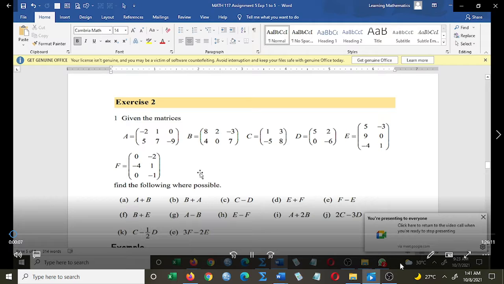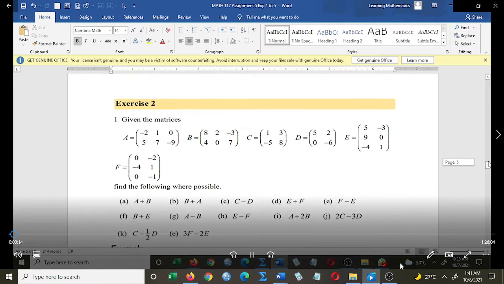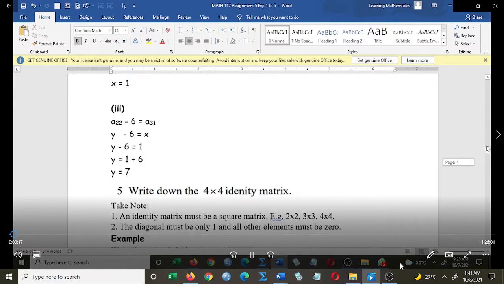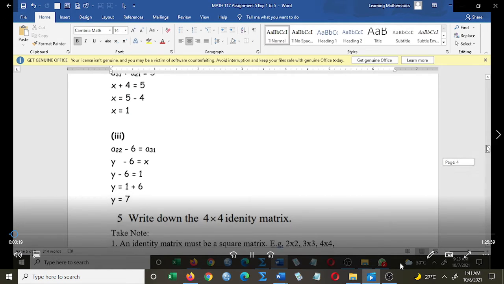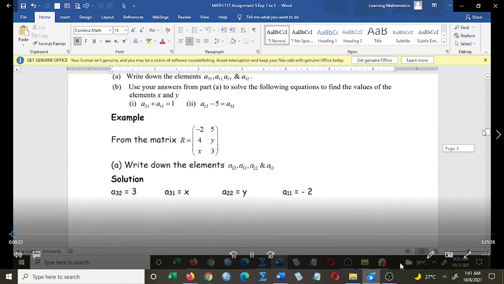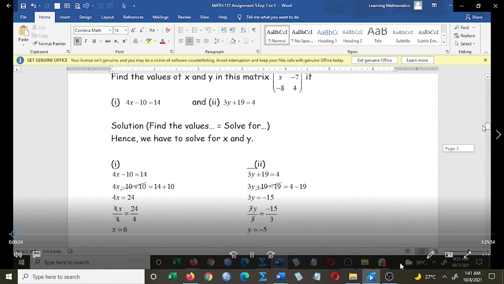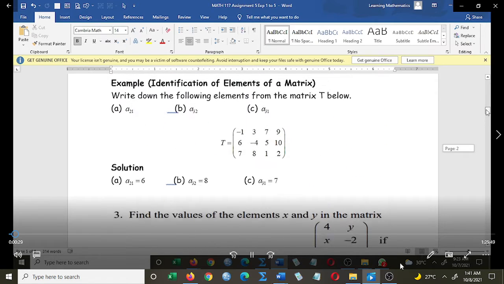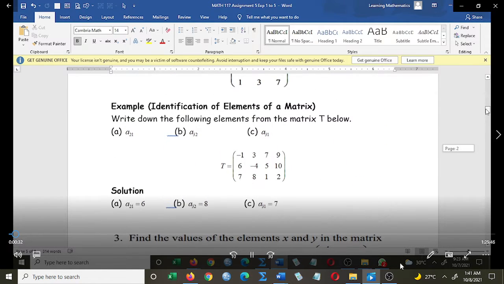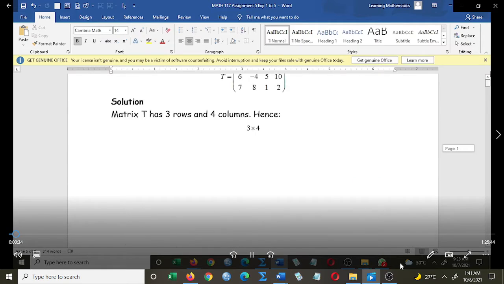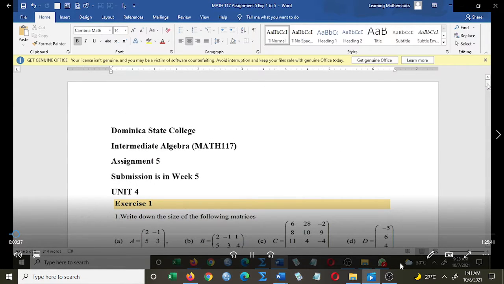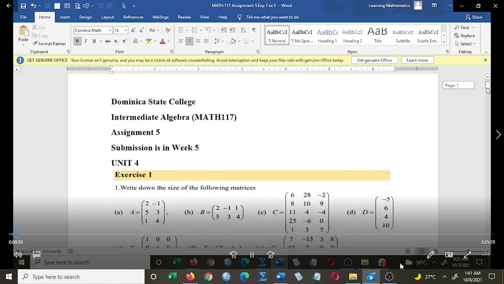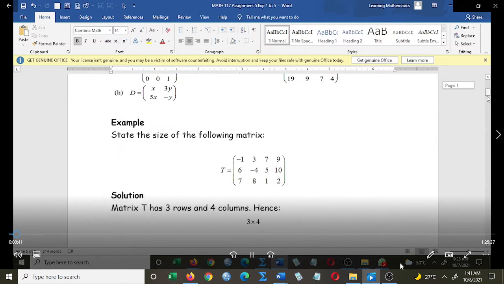So now, this question wants us to add and subtract matrices. We talked about identity matrices, where the diagonal is ones and zeros all about. We talked about the elements, how to locate the elements of a matrix, and using an equation to solve for an element inside of a matrix. I think we talked about the size of a matrix too.